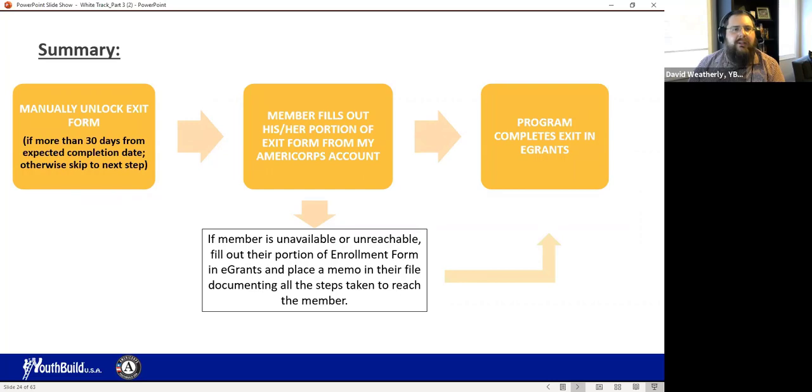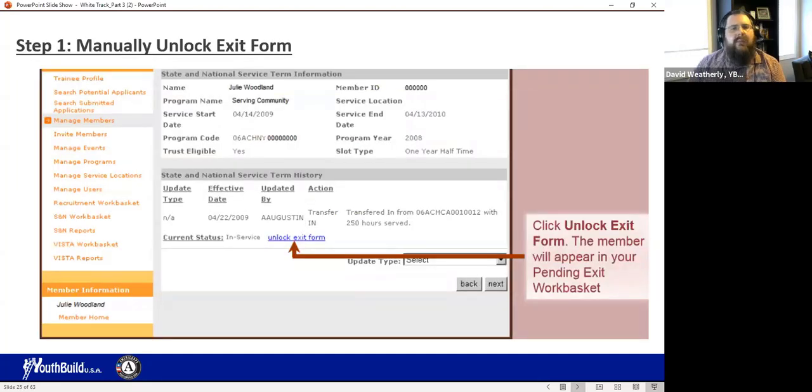So first, you manually unlock the exit form. We'll talk about that in a second. Now, it will unlock on its own if you're within 30 days of the expected completion date. The expected completion date is typically 1 year, unless you've had a suspension, in which case it might change. But if you're exiting members early, you're going to need to unlock the form. Then, similar to when we did enrollment, the member is going to fill out their portion. And then finally, the program will complete the exit in eGrants. And there's a sort of side road here in terms of the member being unavailable, and we'll talk through that in a bit.